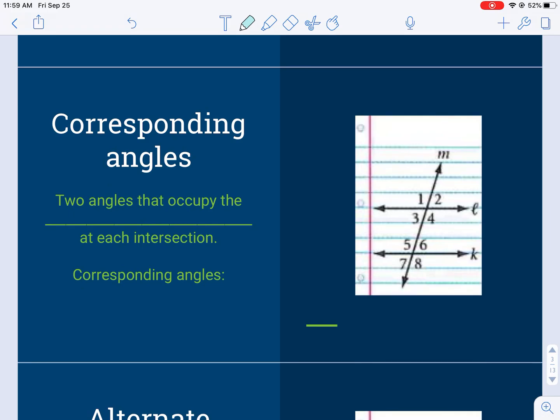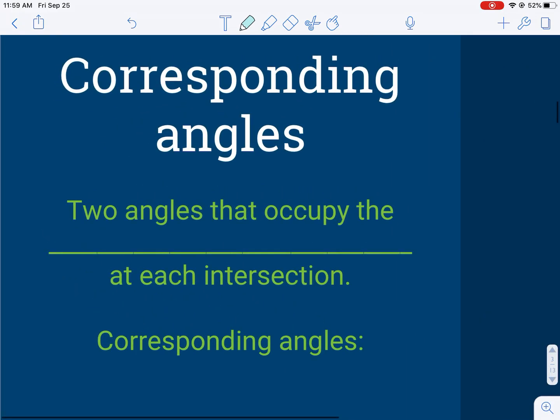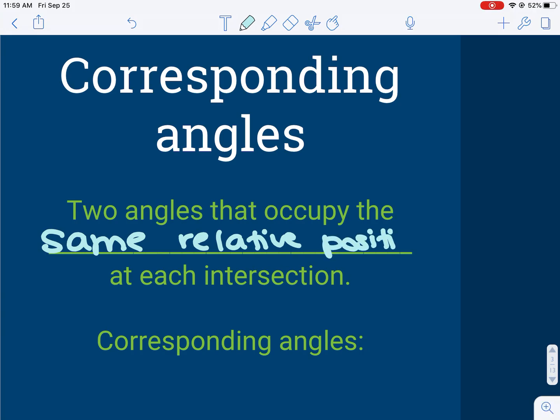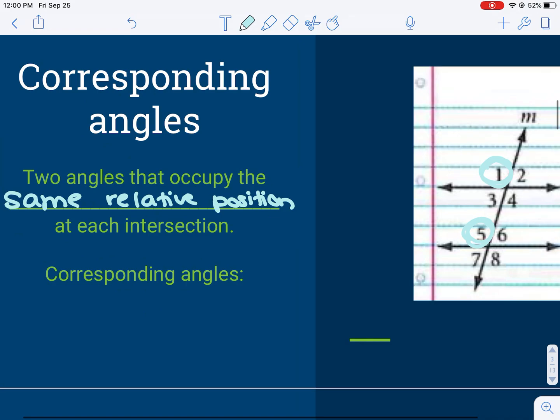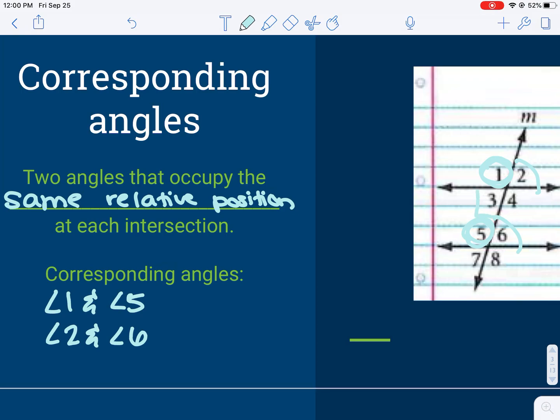My corresponding angles then are two angles that occupy the same relative position at each intersection. So they're in kind of the same assigned seat. So I could say angle 1 and angle 5 correspond. I could say 2 and 6 correspond. I could say 3 and 7 correspond. And that leaves 4 and 8.